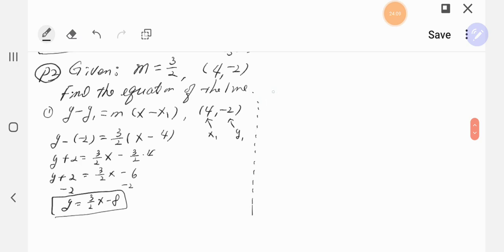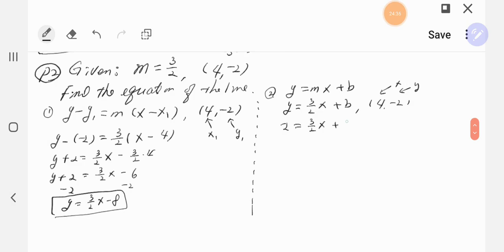Okay, this time let's use slope intercept form. First of all, we know the slope, so replace m with 3/2. The next step, let's find b using the given point. So y is negative 2, 3/2x plus, what is x? X is 4, right? X is 4 plus b.